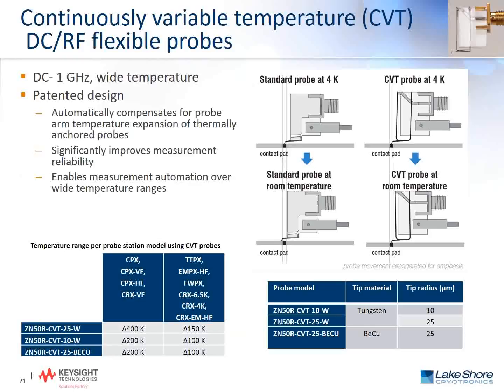So that's what we're showing on the right there: with our standard probe, that device contact would be lost because the probe arm is going to expand as it warms up. And with our CVT probes, that expansion is basically taken care of by the flexible spring member in that device. Depending on your probe station, the range of temperatures that the device or the probe can operate over will vary. And so it's important to choose a probe station and the CVT probe depending on your measurement application.